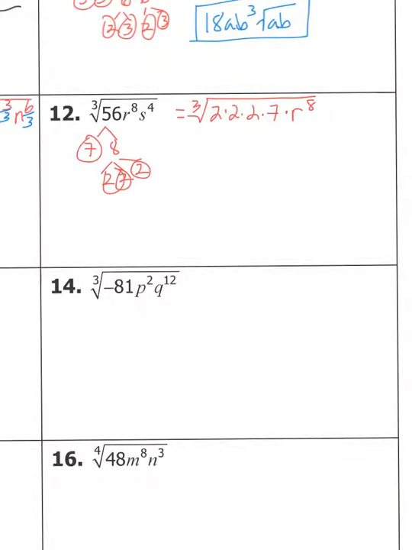And then your powers. Because your index is 3, I'm going to take a group of 3, so 2 comes out in front. The 7 is going to stay underneath. Then your index is 3, so you're going to divide your exponents by 3. 8 divided by 3 is 2, so you're going to bring out 2 r's. Then 2 times 3 is 6, that leaves 2 remaining that go underneath here. So r squared remains underneath here.